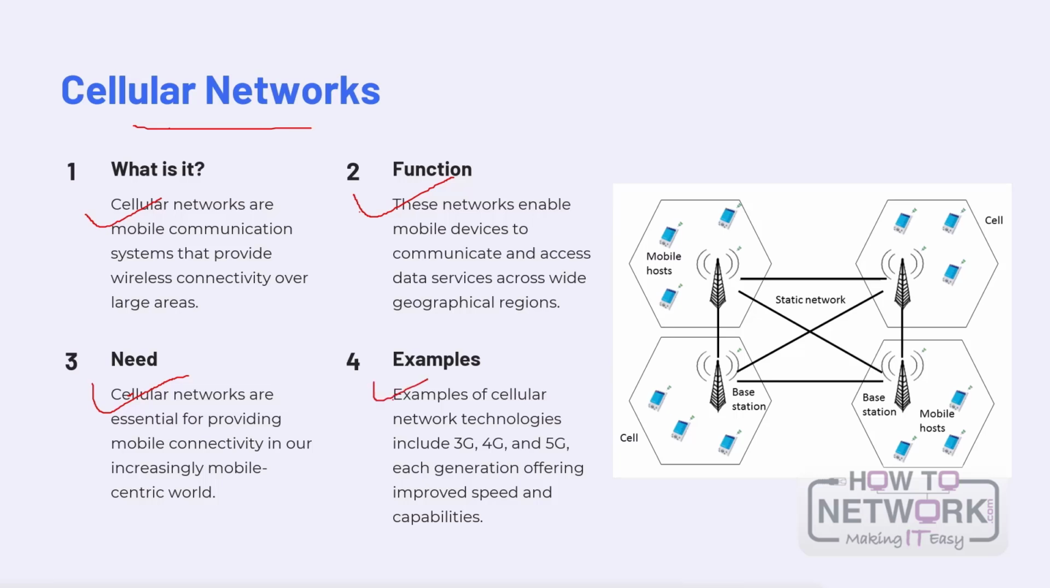Examples of cellular network technologies include 3G, 4G, and 5G, with each generation offering improved speed and capabilities. These technologies represent advancements in mobile communication, enabling faster data speeds, lower latency, and enhanced network capacity. For example, 5G networks are designed to support a wide range of applications, including high-definition video streaming.